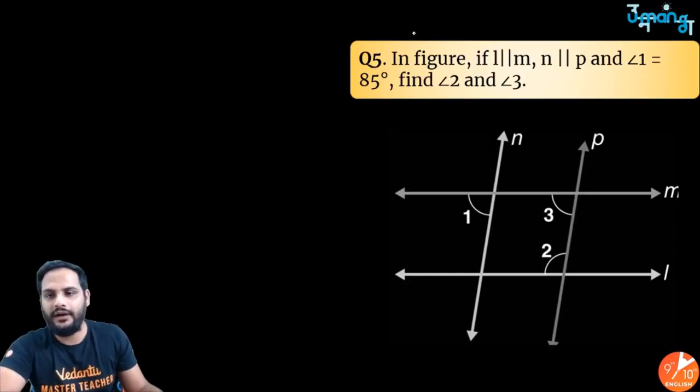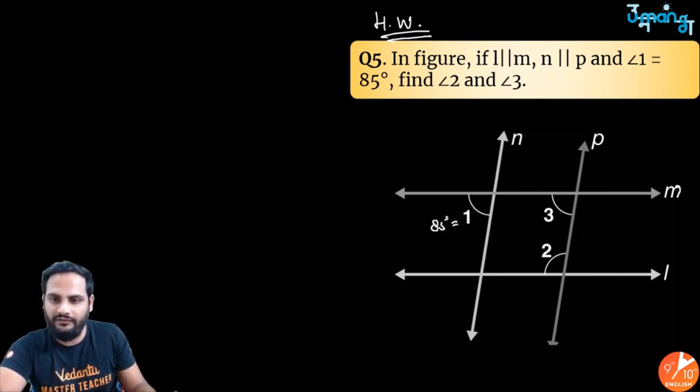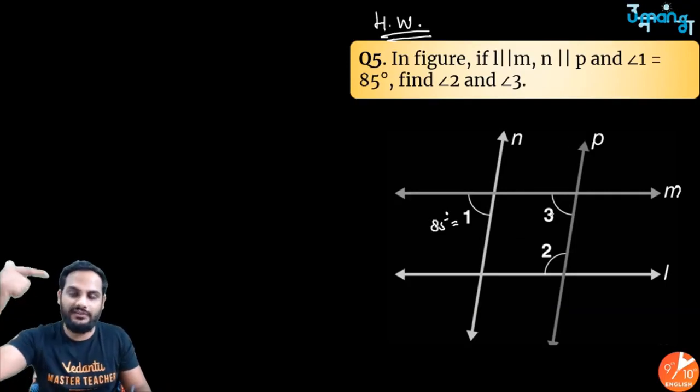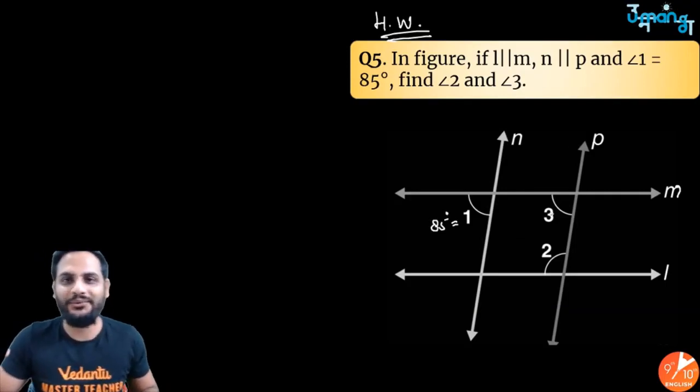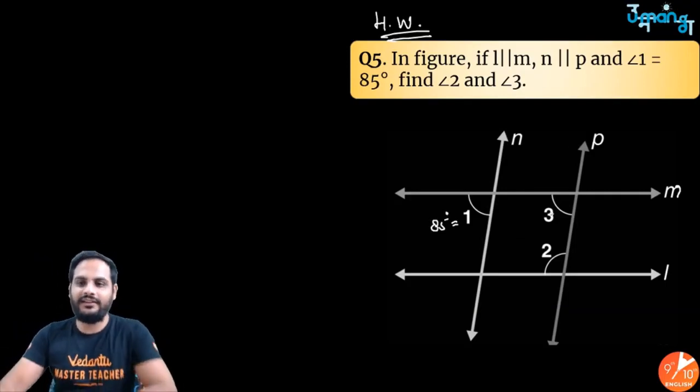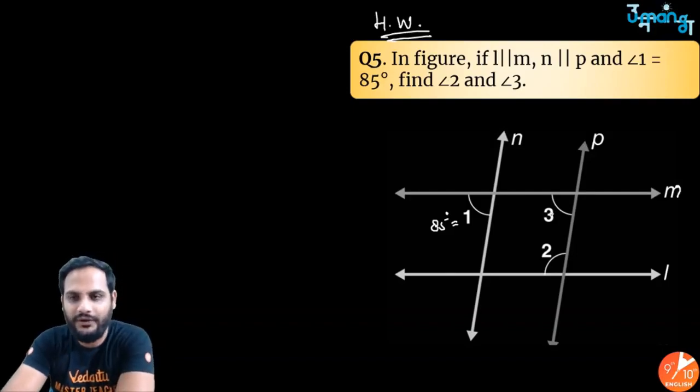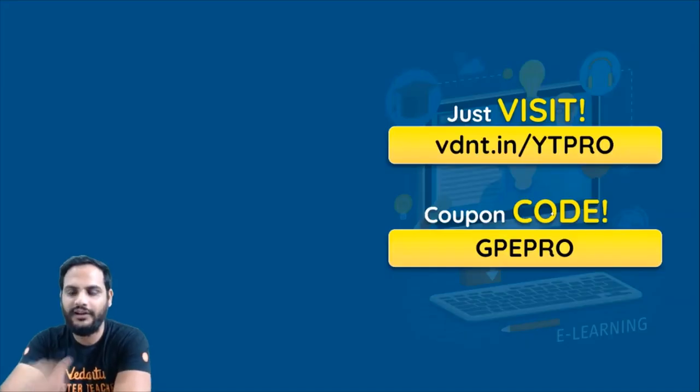Now this is your homework question. This I am giving you as your homework question. So here I have given L is parallel to M. L and M are parallel. This is M. N and P are parallel. Angle 1 is given to you as 85 degrees. Let me know in the comment section what is angle 3 and what is angle 2. Got it, beta? So this is all in today's class.